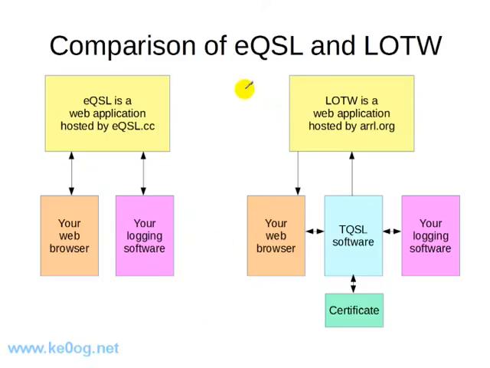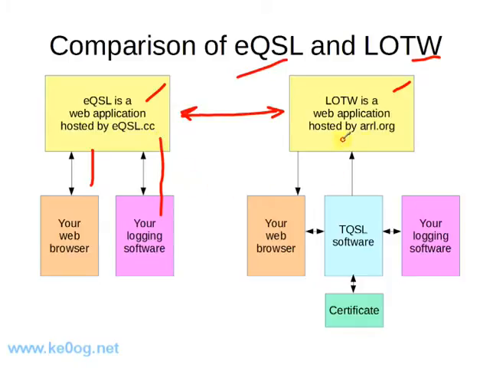So let's do a quick comparison of eQSL and Logbook of the World. First of all, they are both web applications. All right, eQSL is an online thing. Logbook of the World is an online thing. You don't have either of them as local applications. Logbook of the World is not something you run on your computer. To get an eQSL, all you need is your web browser. You sign up for it, you get a password, and then you can go from there. Your logging software will, in all likelihood, interface with eQSL.